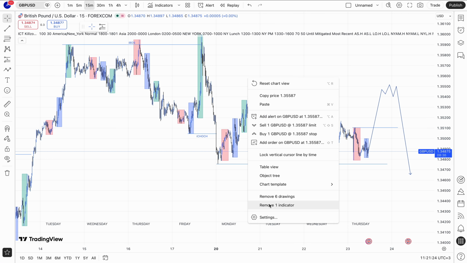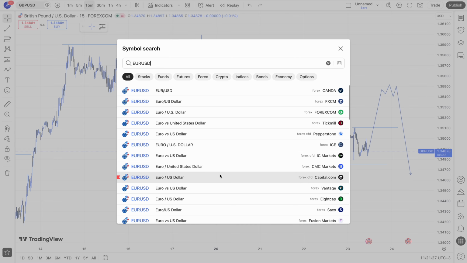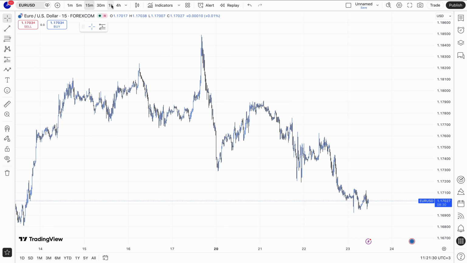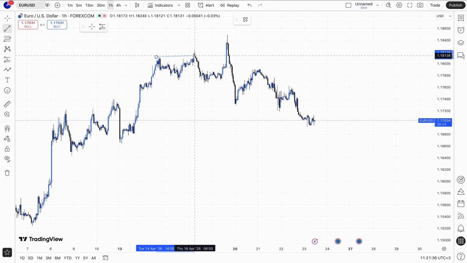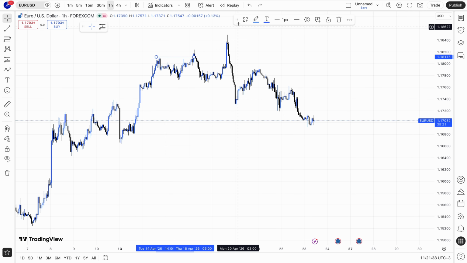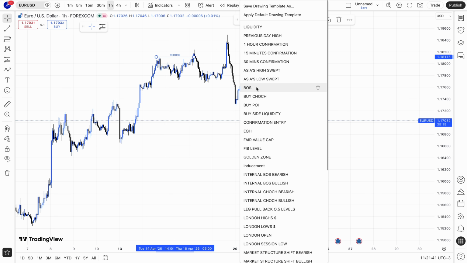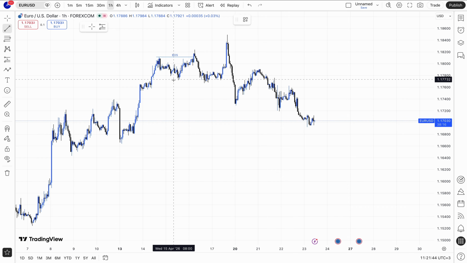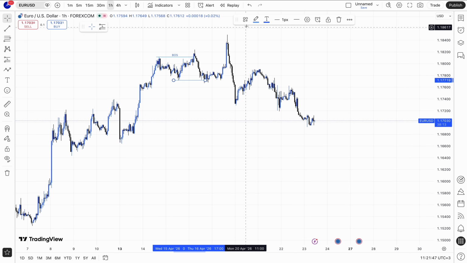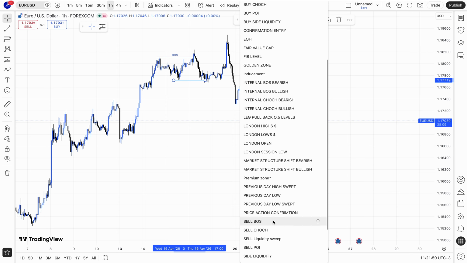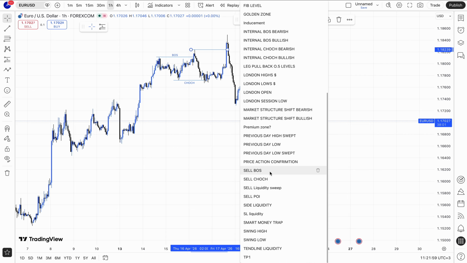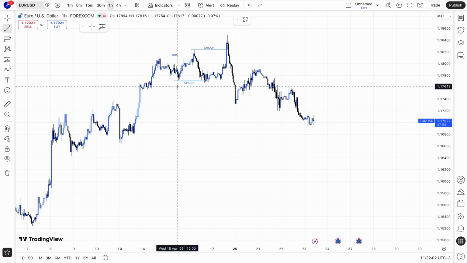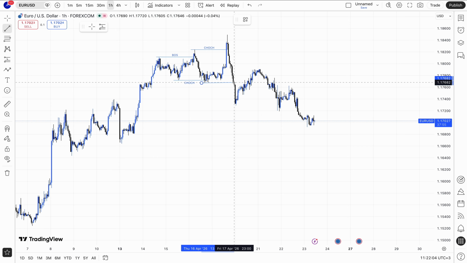And for EU, super simple trade. Market structure. You can understand here that we had our last break of structure to the upside. Then you had a change of character to the downside. Then you had a break of structure to the upside, change of character to the upside again. And then you had the change of character to the downside again.